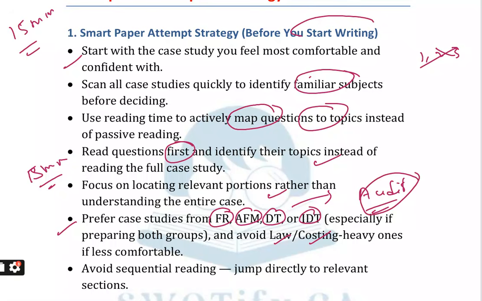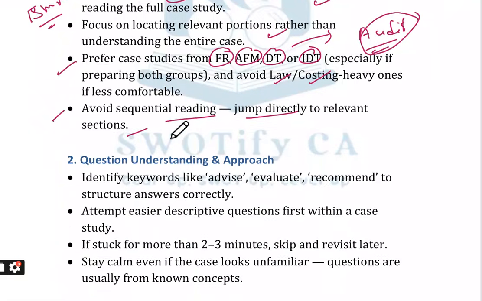Audit is a theoretical area. If you are good at those, please attend it. So you have to analyze your strength and weakness. Accordingly, you have to plan your case study. Then avoid sequential reading, jump directly to the relevant sections. So this is also something which I explained.